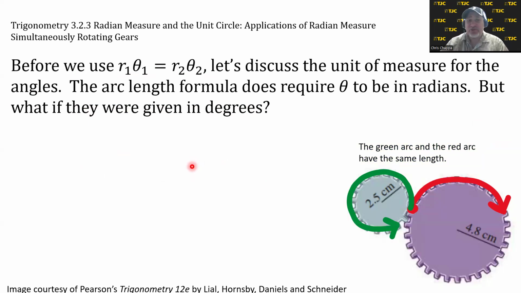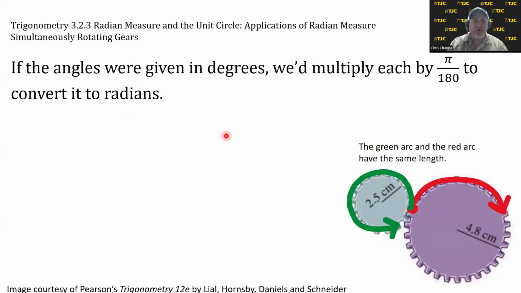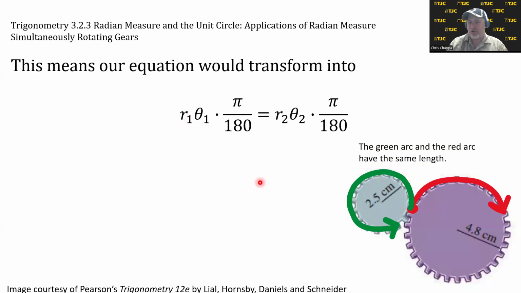Now, before we use this equation, let's discuss the unit of measure for the angles. The arc length formula does require theta to be in radians, but what if they were given in degrees? Well, we know what we would do. We would convert them both. If the angles were given in degrees, we'd multiply each by pi over 180 to convert it to radians. And if we did that inside of the equation, it would look like this. Both angles converted to radians by multiplying by pi over 180 on both sides.